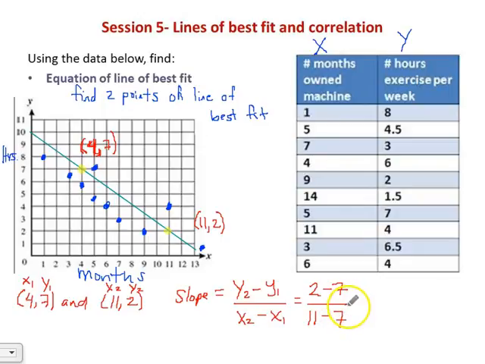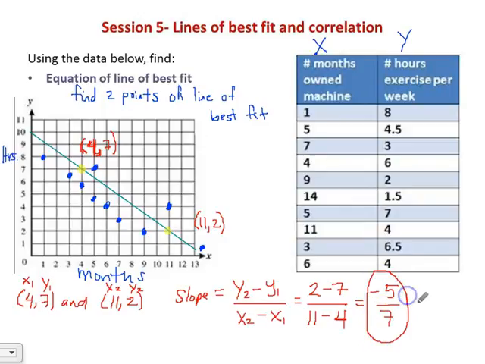So hold on a second, I made a mistake there. I'm doing my x's, that should have been a 4. So my first x coordinate is this one right here, so that's 4. Let's check our work. y2 minus y1, x2 minus x1. We got it. So now let's subtract 2 minus 7, and I get negative 5 over 7.